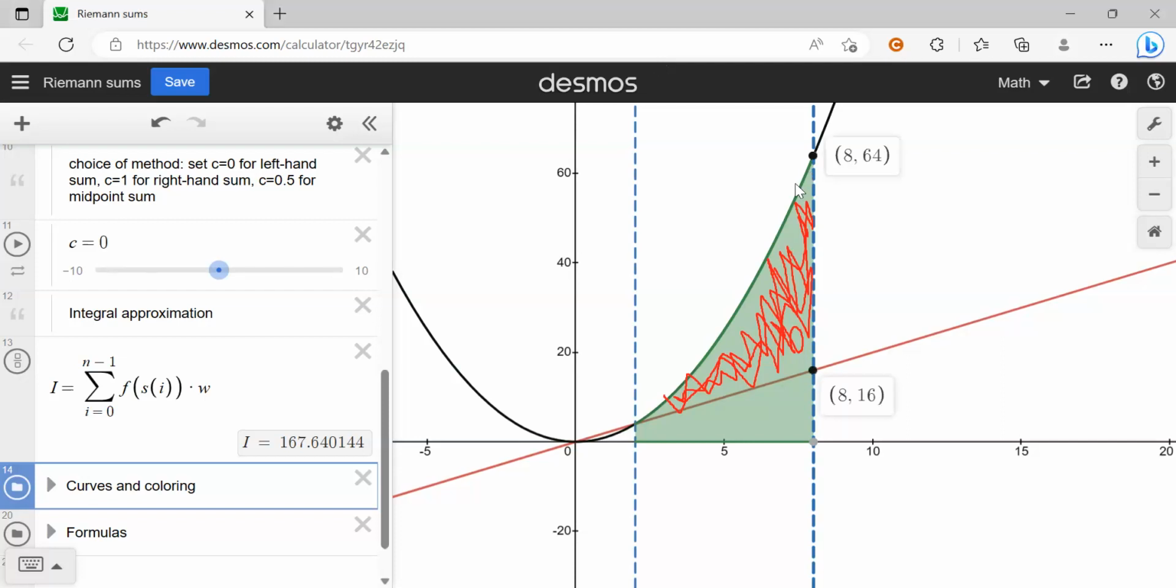Okay, you have the 168 minus the trapezium area. Minus away that trapezium area right below.